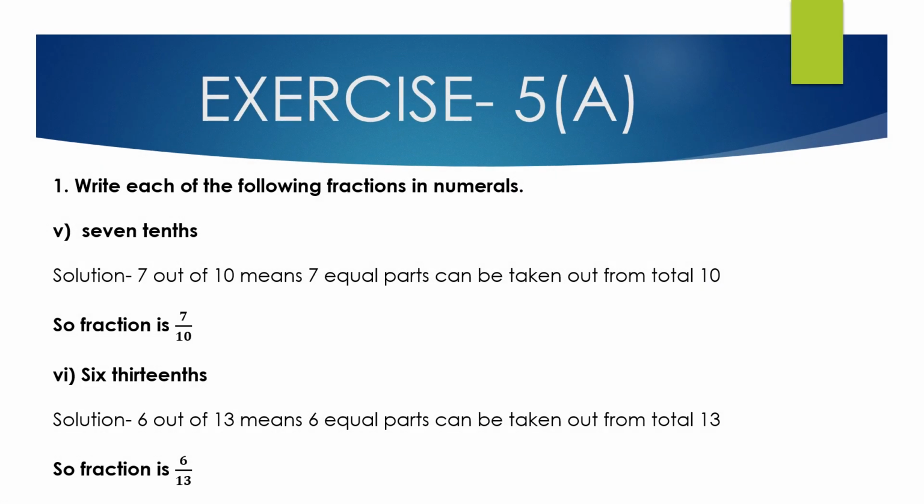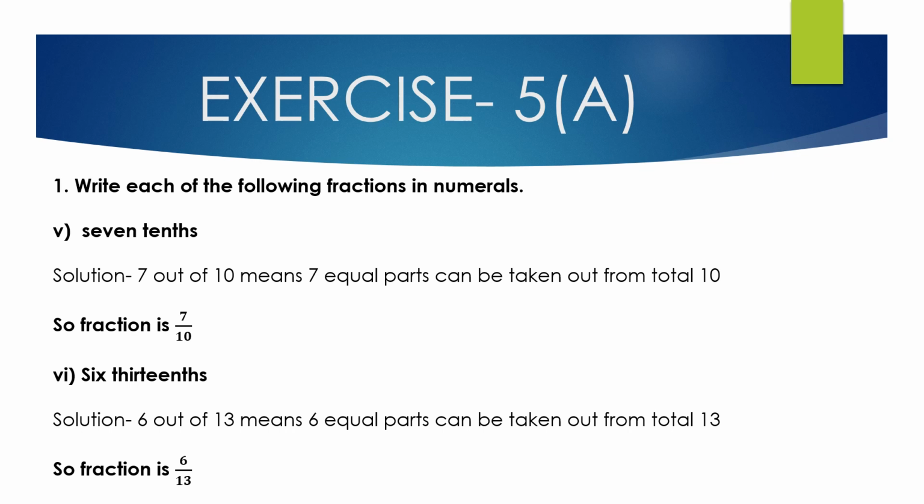Now the fifth part is 7/10. 7/10 means 7 out of 10, that is, 7 equal parts are taken out of a total of 10. The total number of parts is 10 and 7 is the number of equal parts taken. So we can represent the numeral 7/10 as 7 divided by 10. So the fraction will be 7 divided by 10. 7 is the equal parts and 10 is the total parts.